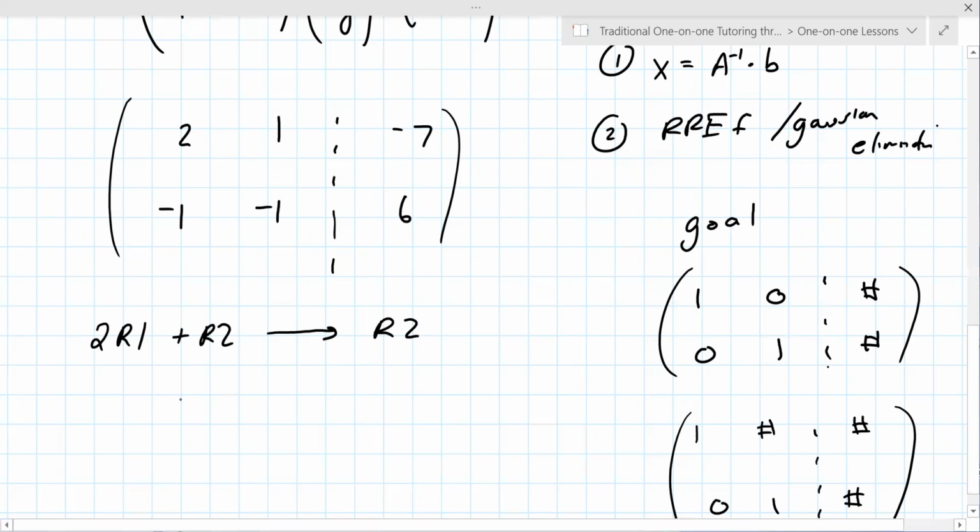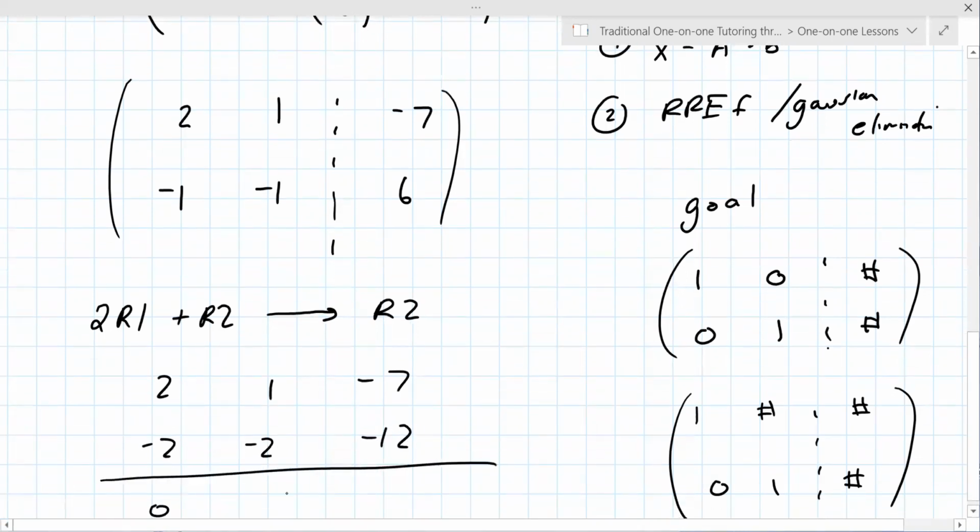So let me try to show this here. It's 2, 1, -7, and then when you multiply row 2 by 2, you get -2, -2, -12, and then we add them together, you get 0, -1, -19. Is that right? That doesn't seem right. This is +12, sorry. So that's +5 down here.